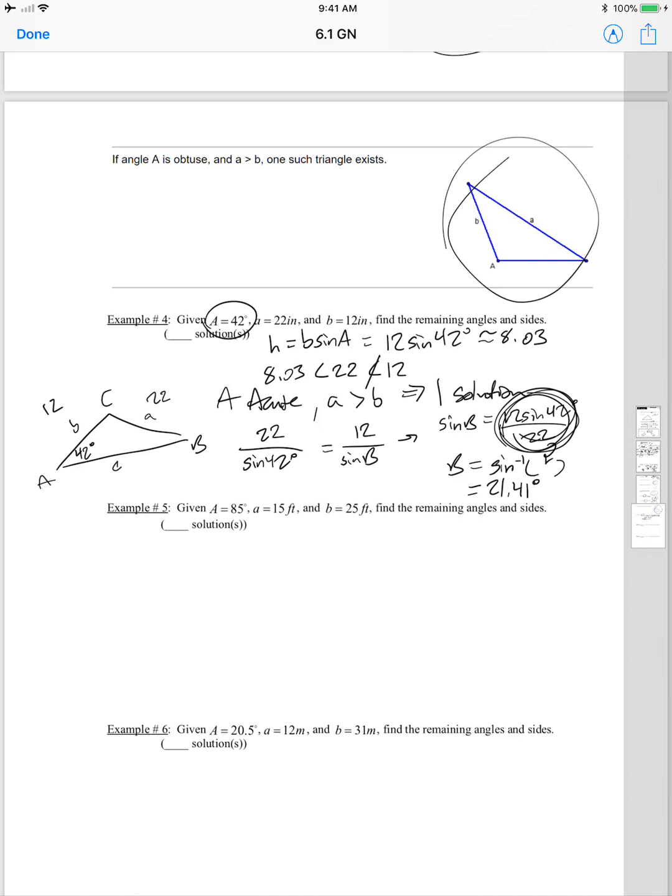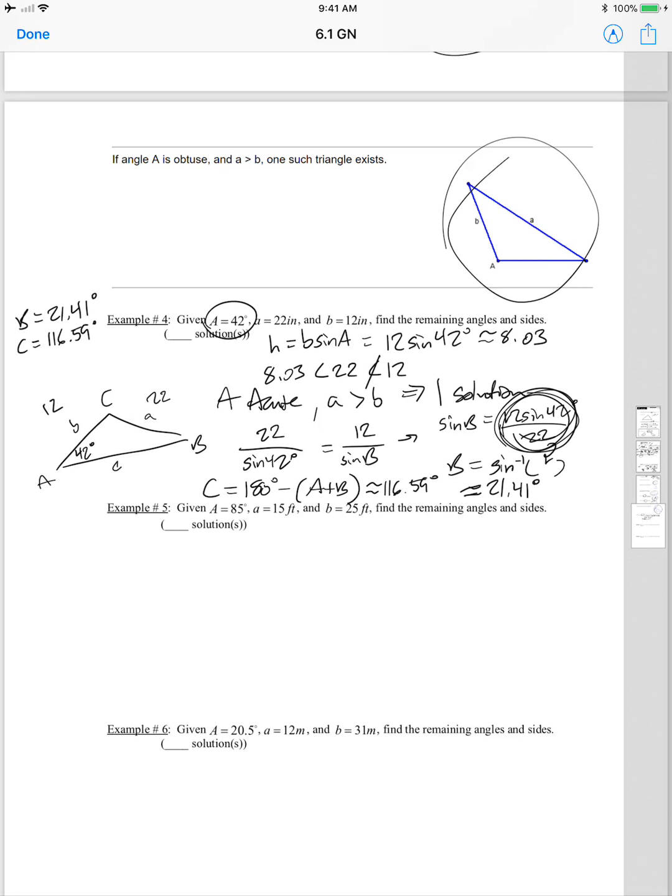And so now that I know that angle C is going to be 180 degrees minus angles A plus B, angle C is about 116.59 degrees. And I'm rounding everything to two decimal places, the general rule of thumb that we do in math. So angle B is 21.41 degrees. Angle C is 116.59 degrees. And then I still need to solve for side length C.